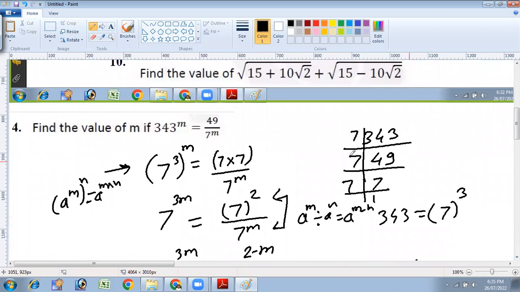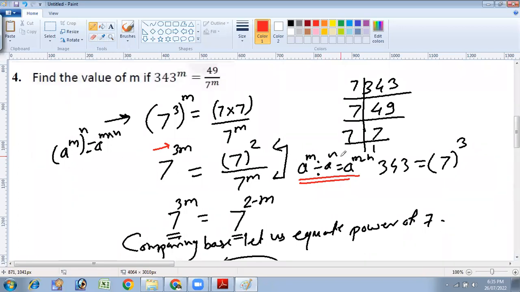Look here. 343, we know that it is the cube of 7. Power is to m. Here it will be 7 square, and downside 7 raised to m. Here we have to use the formula a raised to m, bracket raised to n. So we have to multiply the powers, so it will be 3m. Then here it is 7 square. And here we have to use this formula again, a raised to m divided by a raised to n.